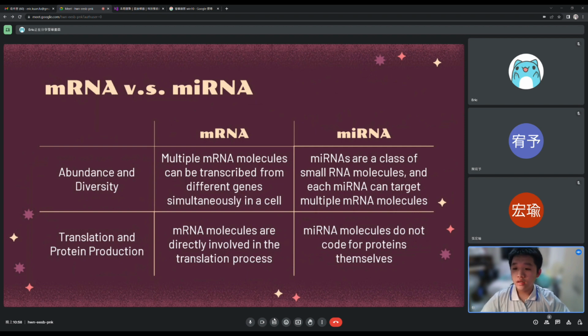As you can see, abundance and diversity differ between mRNA and miRNA. Multiple mRNA molecules can be transcribed from different genes simultaneously in a cell, but microRNAs are a class of small RNA molecules, and each microRNA can target multiple mRNA molecules. In transportation and protein production, we can see mRNA molecules are directly involved in the translation process, but miRNA molecules do not code for proteins themselves.